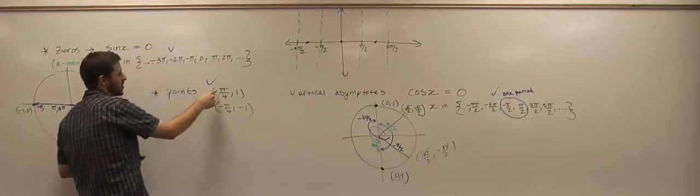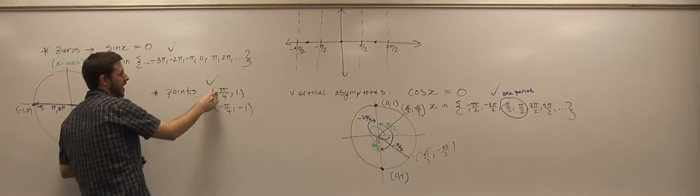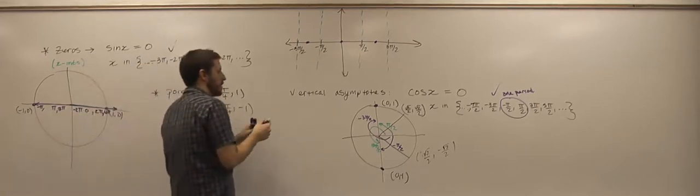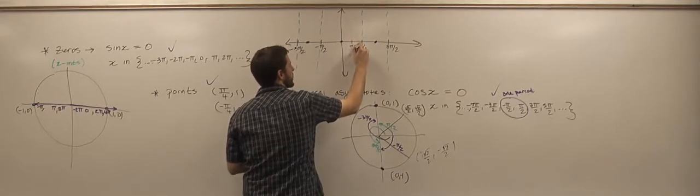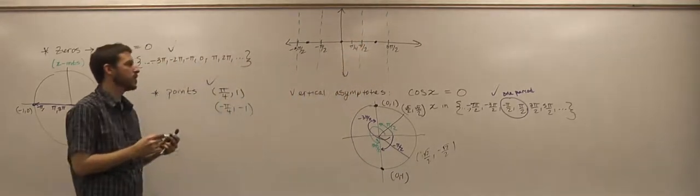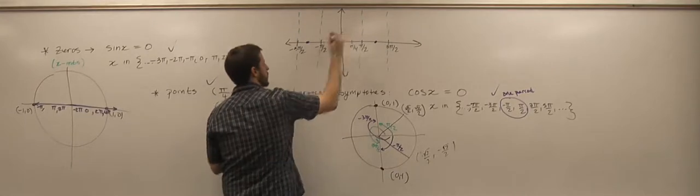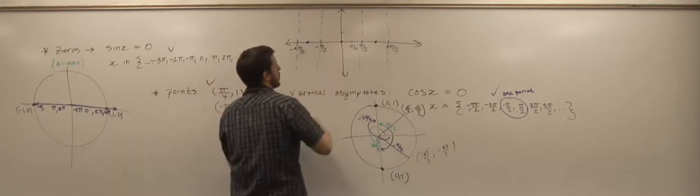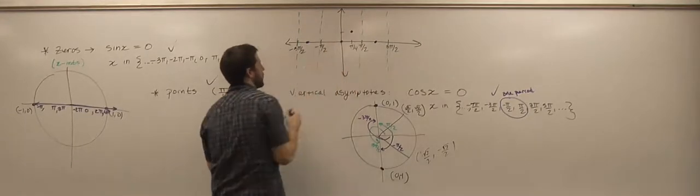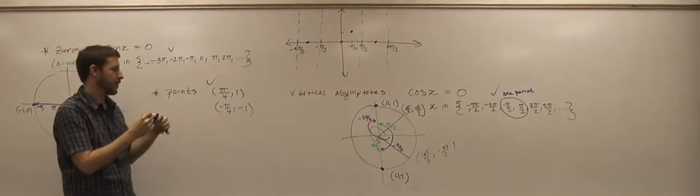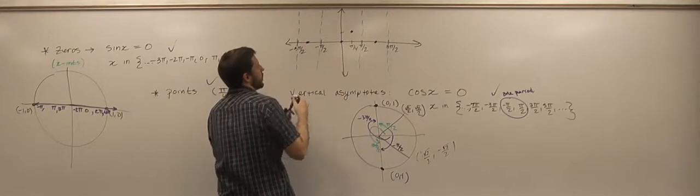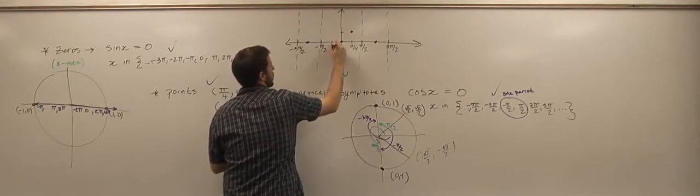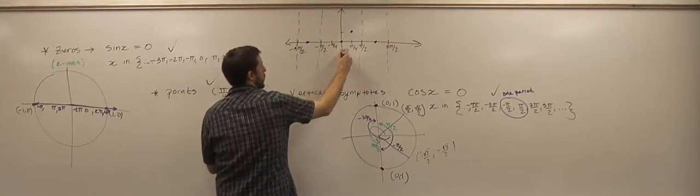The other piece of information is that when I'm at pi over 4, my y value is 1. Pi over 4 is here. Because it's halfway between 0 and pi over 2, 1 is up here. When I'm at negative pi over 4, I'm at negative 1. So here's negative pi over 4. I'll be down at negative 1.